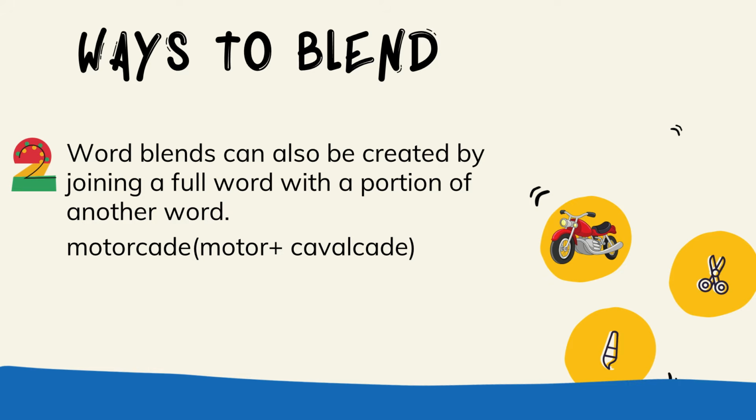For example, motorcade is a combination of motor and cavalcade. So we use the entire word motor, and then we use cade, which is a portion of the word cavalcade, to come up with the word motorcade.